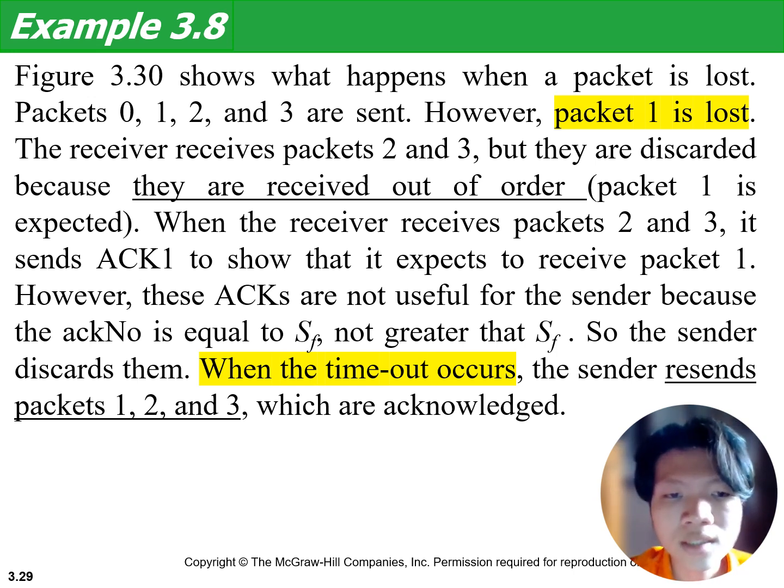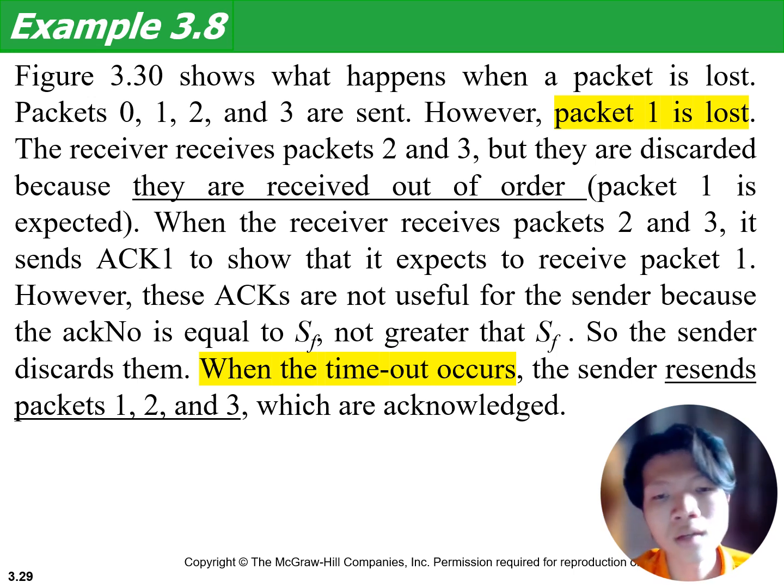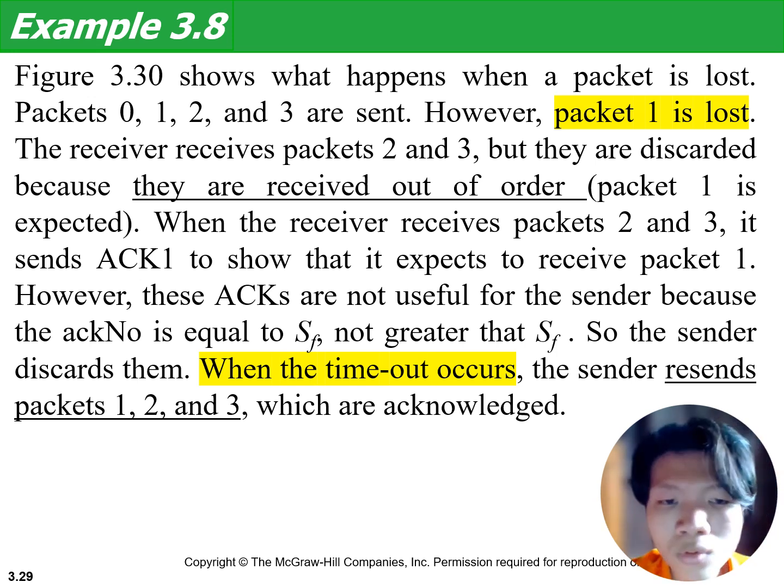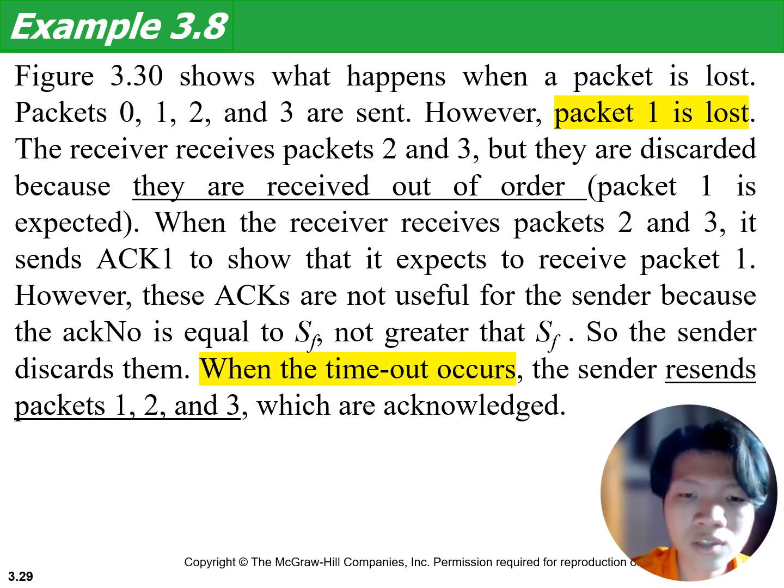Packet 1 is expected when the receiver receives packets 2 and 3, so an ACK 1 is sent to show that it expects to receive packet 1. However, these acknowledgements are not useful for the sender because the ACK number is equal to SF, not greater than SF, so the sender discards them. When the timeout occurs, the sender resends packets 1, 2, and 3, which are acknowledged.